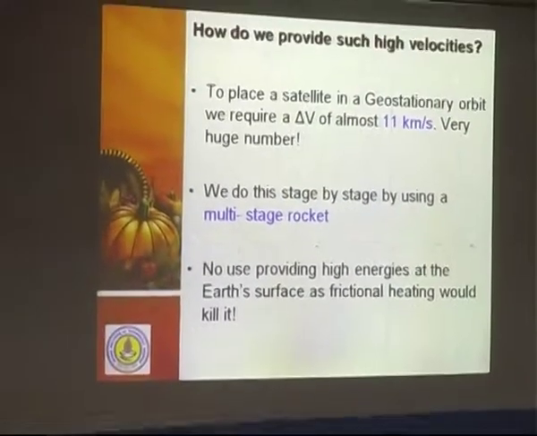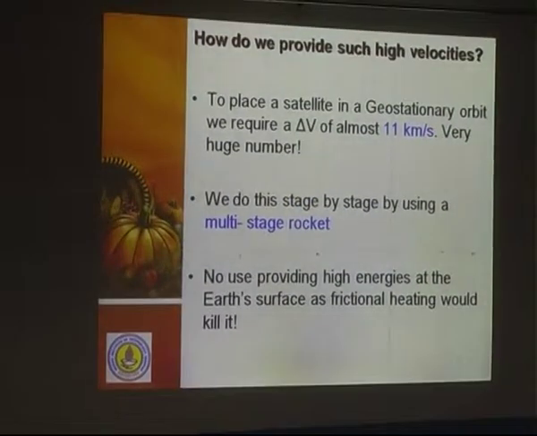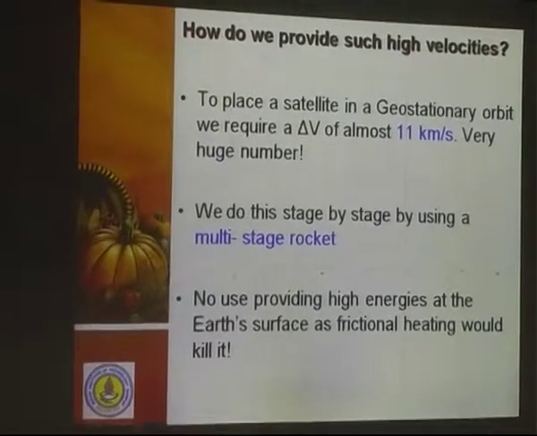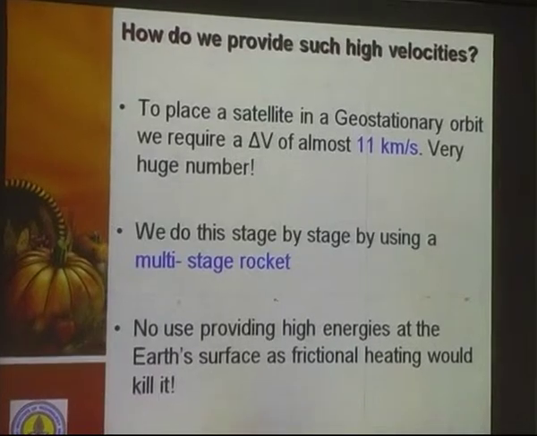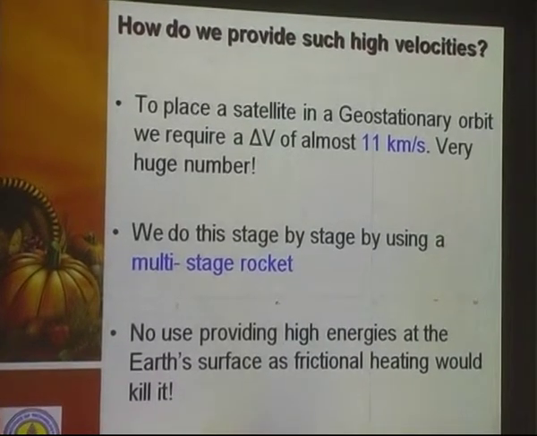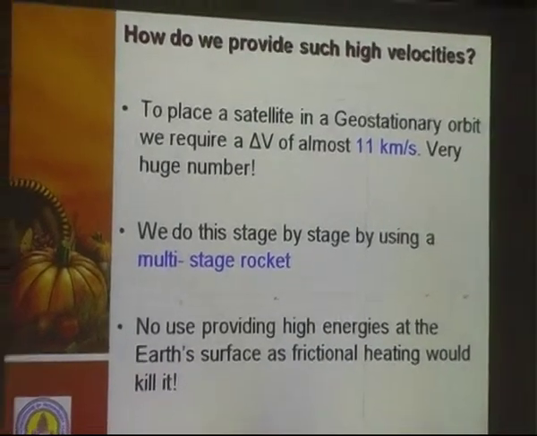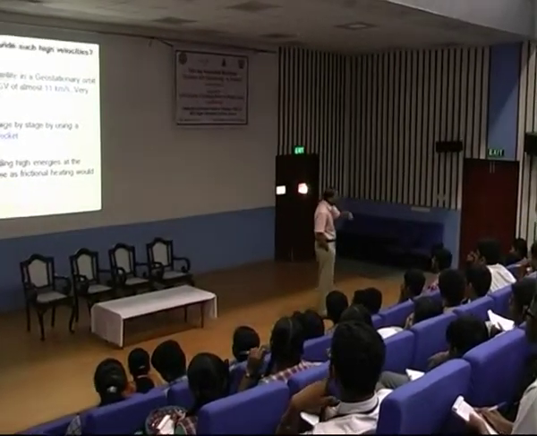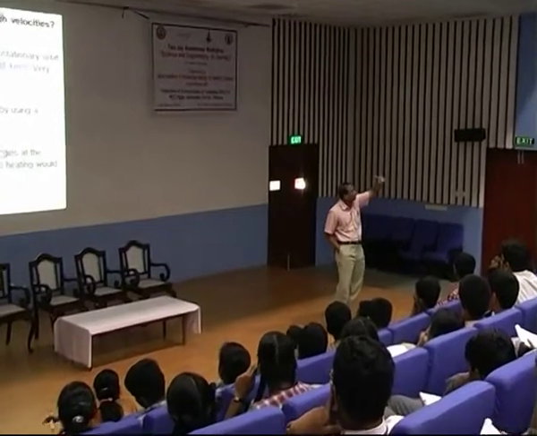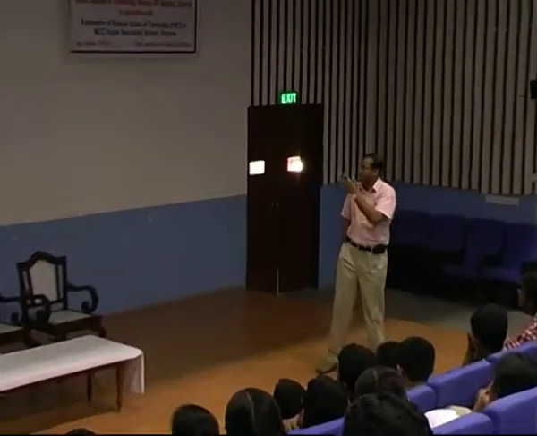To place a satellite in a geostationary orbit, I'll tell you in a minute what a geostationary orbit is. We require an energy which corresponds to a change in velocity of 11 kilometers per second, which is a very huge number. We do this stage by stage by using a multi-stage rocket. There's no use providing this energy at the surface of the Earth because of the friction, much of it will be killed. Therefore, you increase it after it leaves the Earth's atmosphere.